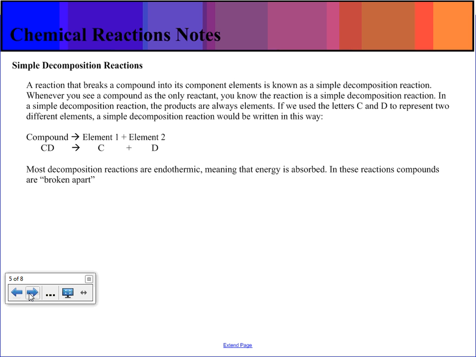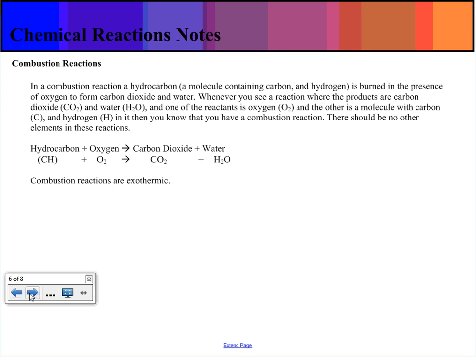If we were to use the letters C and D to represent 2 different elements, a simple decomposition reaction would be written in this way: compound breaks into element 1 and element 2, or CD is broken into C and D. Most decomposition reactions are endothermic, meaning that energy is absorbed. In these reactions, compounds are broken apart.